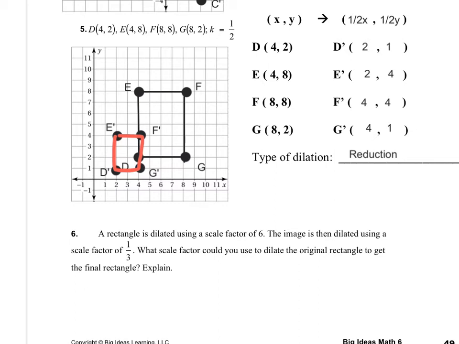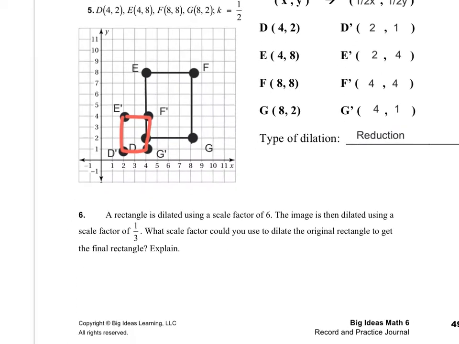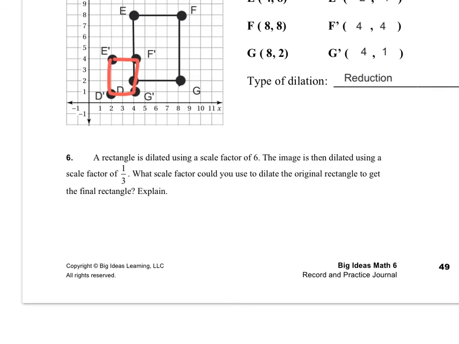Number 6 says, a rectangle is dilated using a scale factor of 6. The image is then dilated using a scale factor of 1/3. What scale factor could you use to dilate the original rectangle to get the final rectangle? Explain. So when you're first taking the original image, you are dilating it by a scale factor of 6.